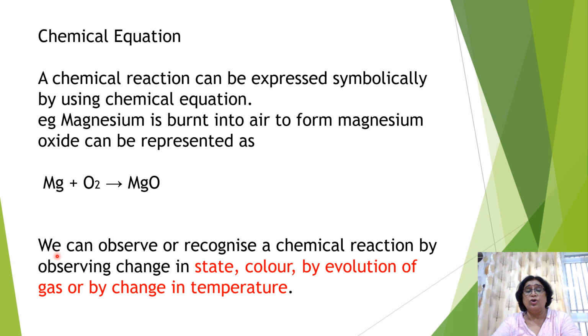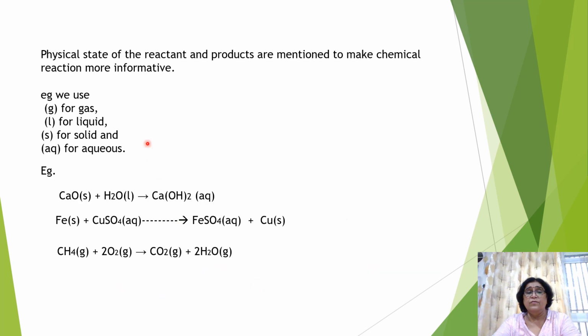Now we can also observe or recognize a chemical reaction by other ways. By either ways we can recognize whether a chemical reaction has taken place or not, by the state, by color, by evolution of gas, or change in temperature. Something will happen when a chemical reaction takes place. Okay. Now, physical state of reactants and product. What are the physical states? Either the substances matter is solid, liquid, gas, or it is in the form of a solution.